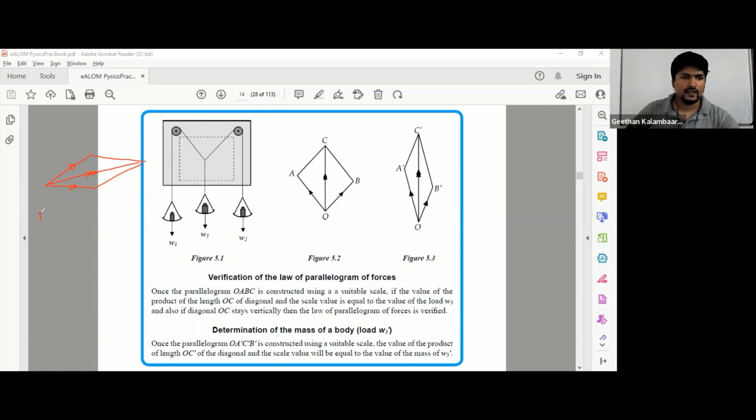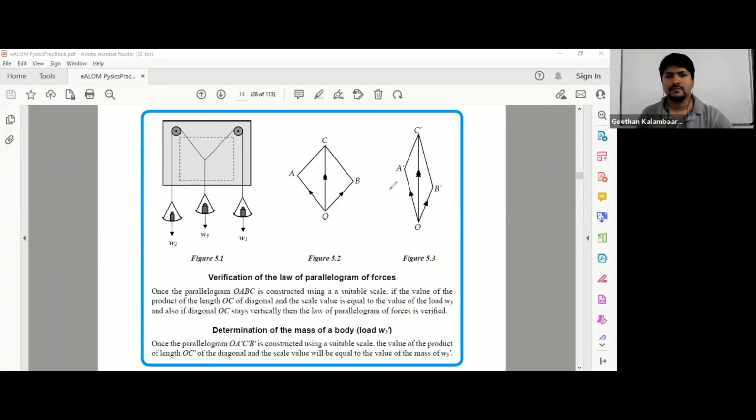And to find the values, there's an equation, R equals the square root of P squared plus Q squared plus 2PQ cos theta. So I'm pretty sure that you are very familiar with this. Right. So since you are familiar with this, no need to explain about the law of parallelogram vectors. We can go to the experiment.